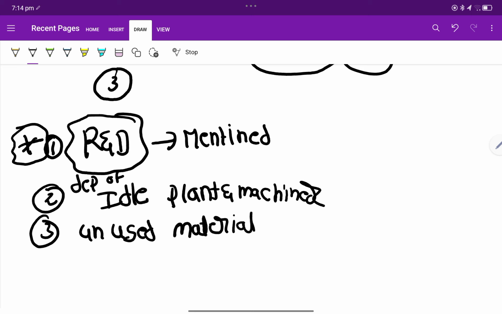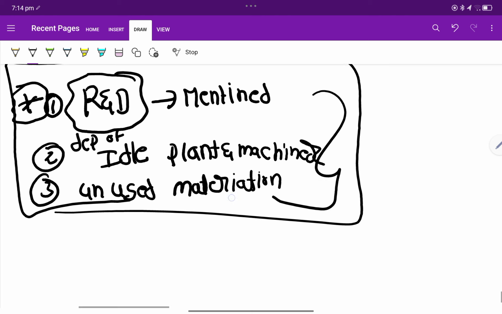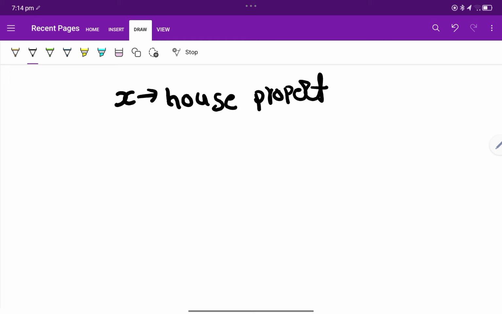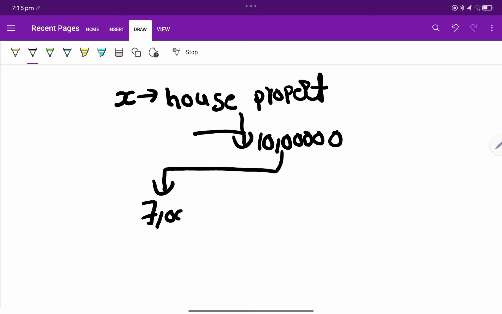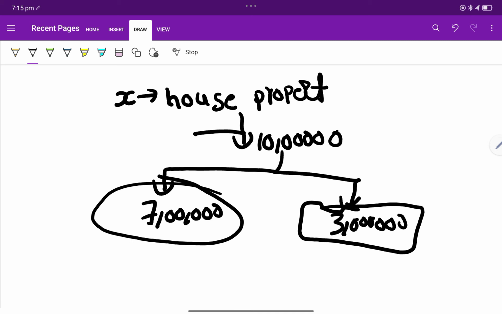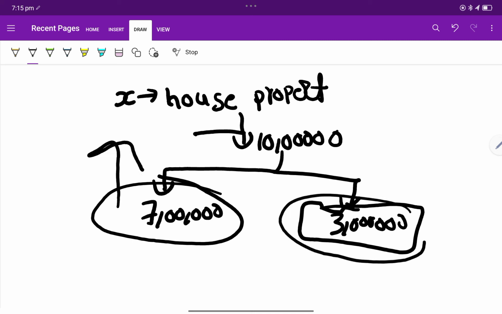This is also not to be considered while calculating the cost. What is meant by unused material? In the question they may say that X is constructing one house property. They have purchased bricks worth 10 lakh rupees. At the end of the contract they used only 7 lakh of bricks, and 3 lakh of bricks are unused. So while calculating the cost of that project, you should calculate only 7 lakhs. You should not include these 3 lakhs. Are you understood? Yes sir.